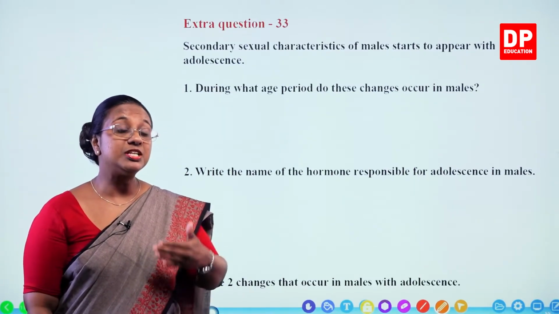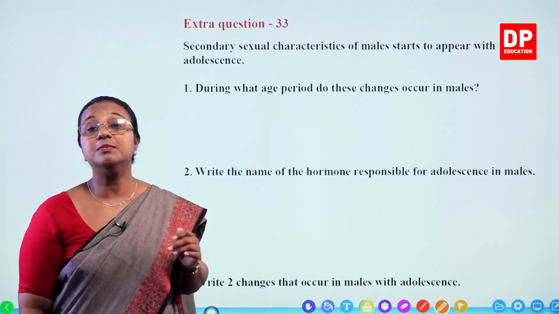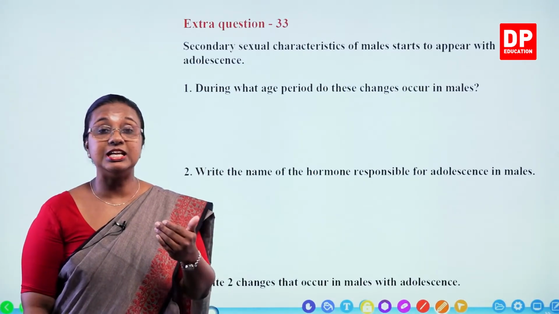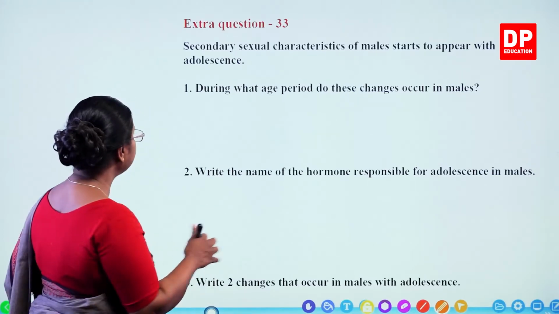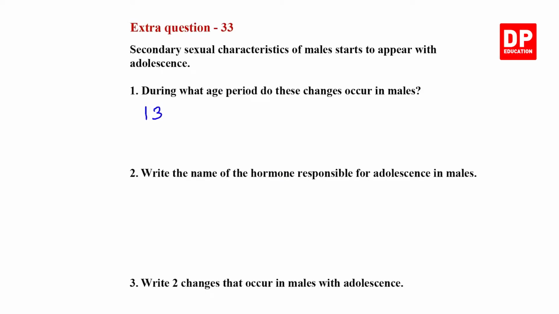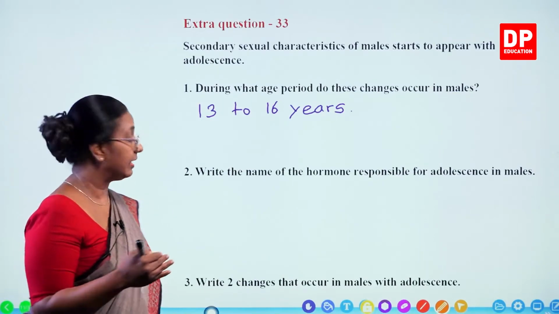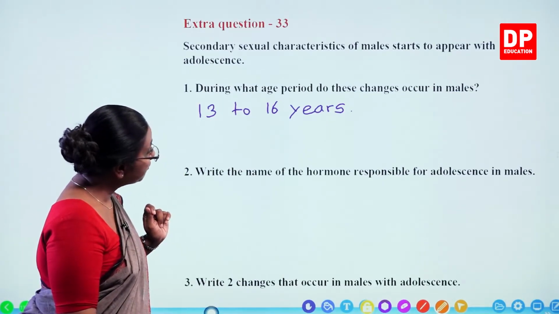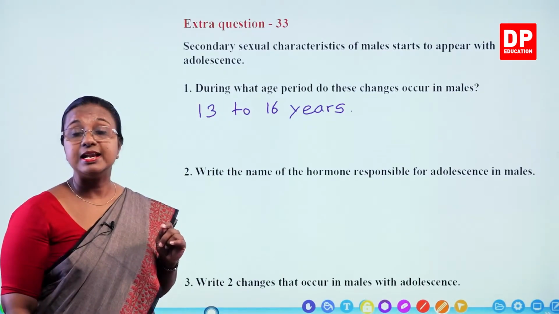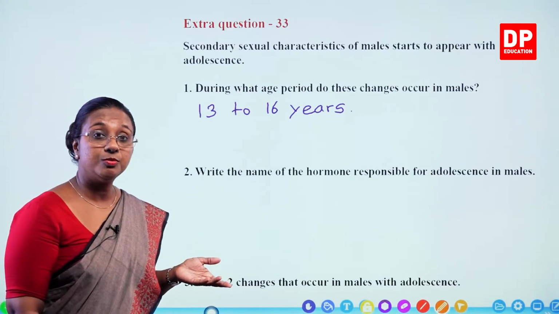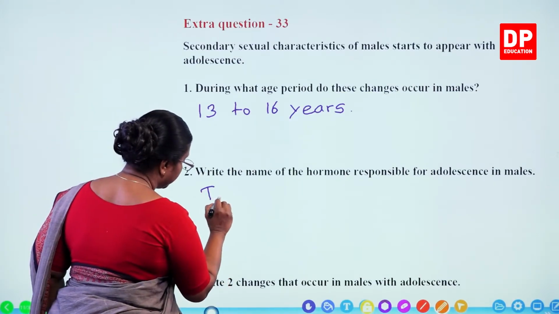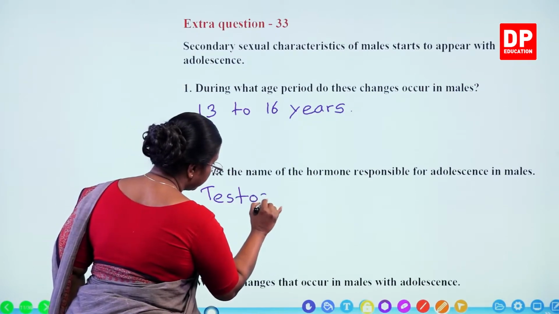Normally, you all know, students, in males the changes occur a bit late, that is between 13 to 16 years. Whereas in females, you all know, it's usually from 10 to 15 years. Write the name of the hormone responsible for adolescence in males. What is the hormone? Testosterone.